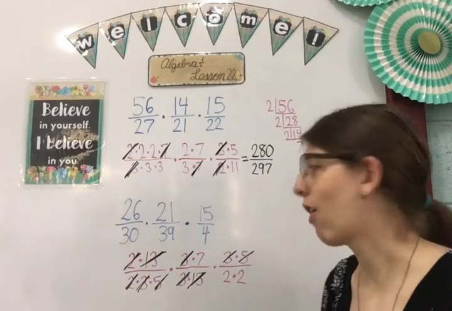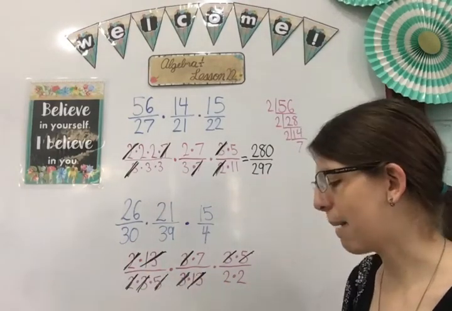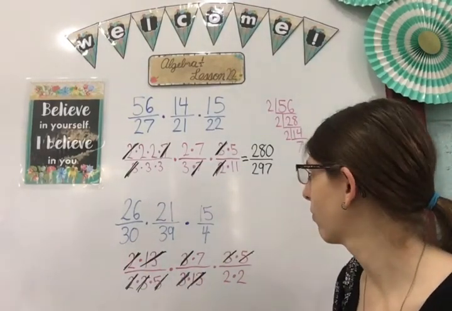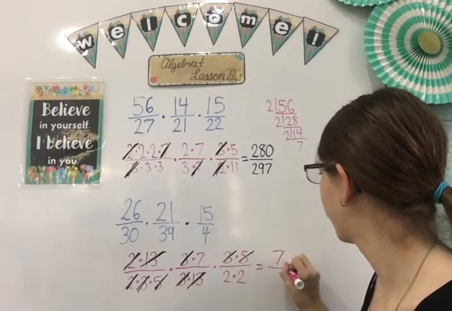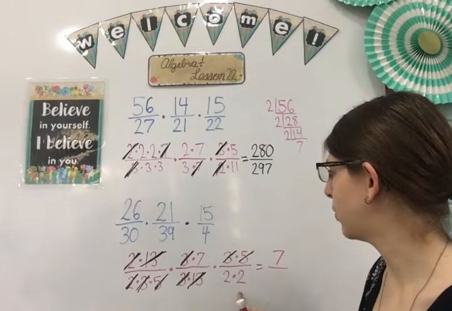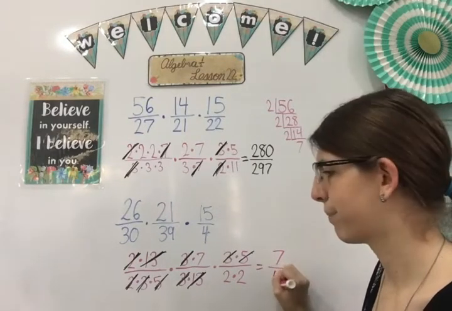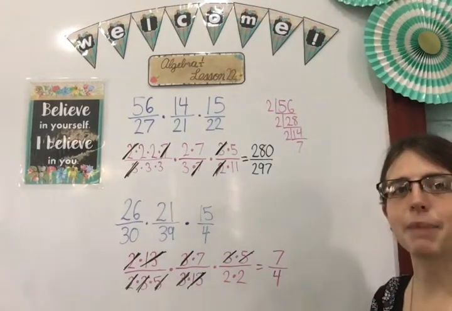I can multiply across. All that I have left on the top is a 7. So I have 7 in my numerator. All that's left on the bottom are 2 2's. So 2 times 2 is 4. So 7/4 is my answer.